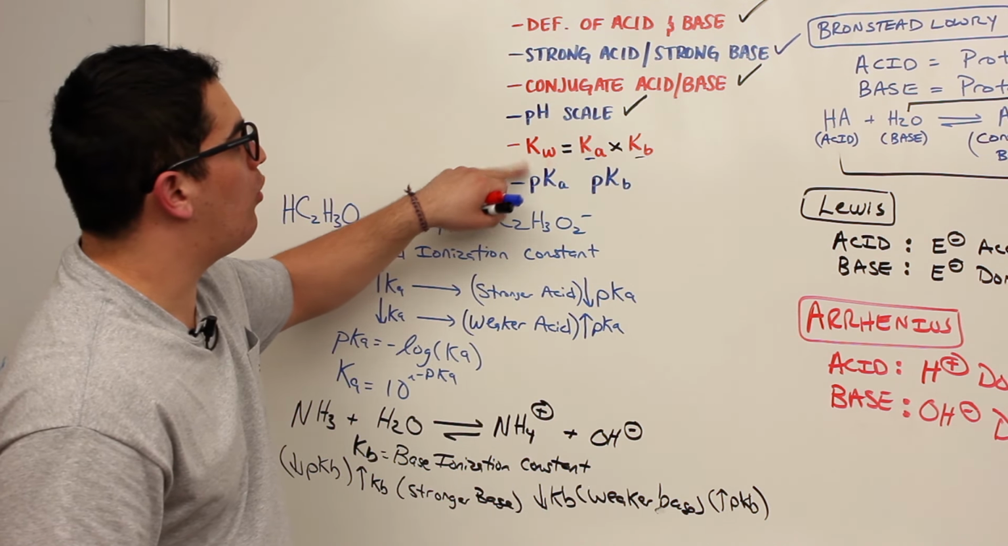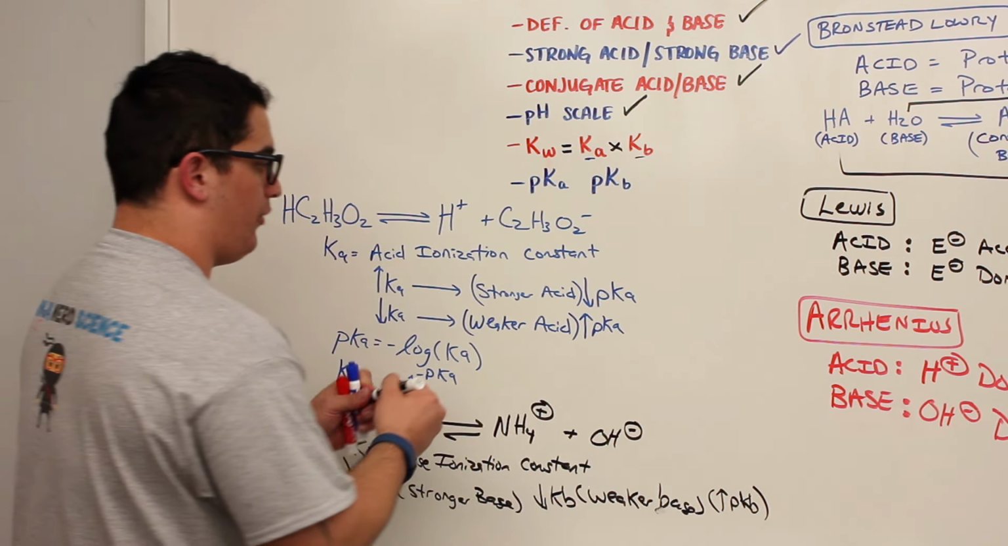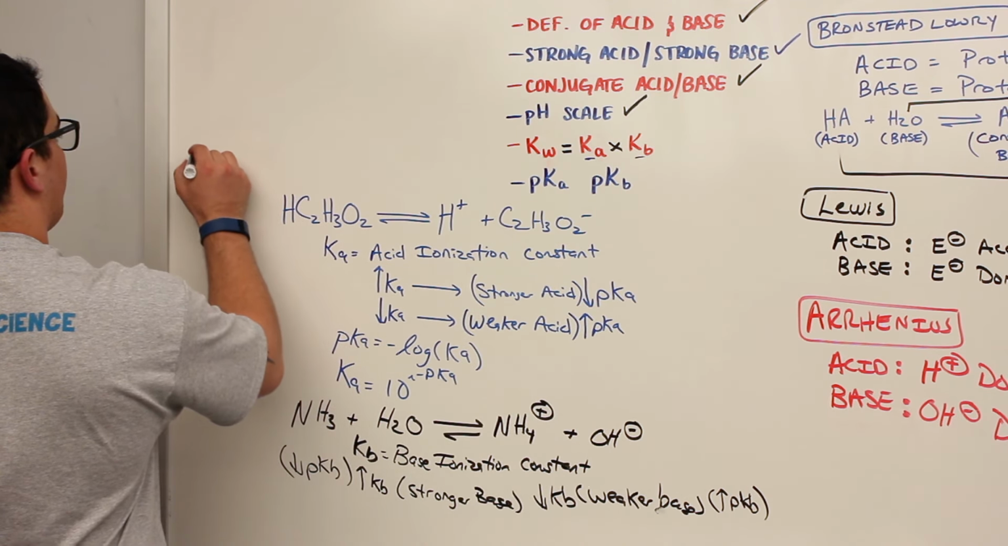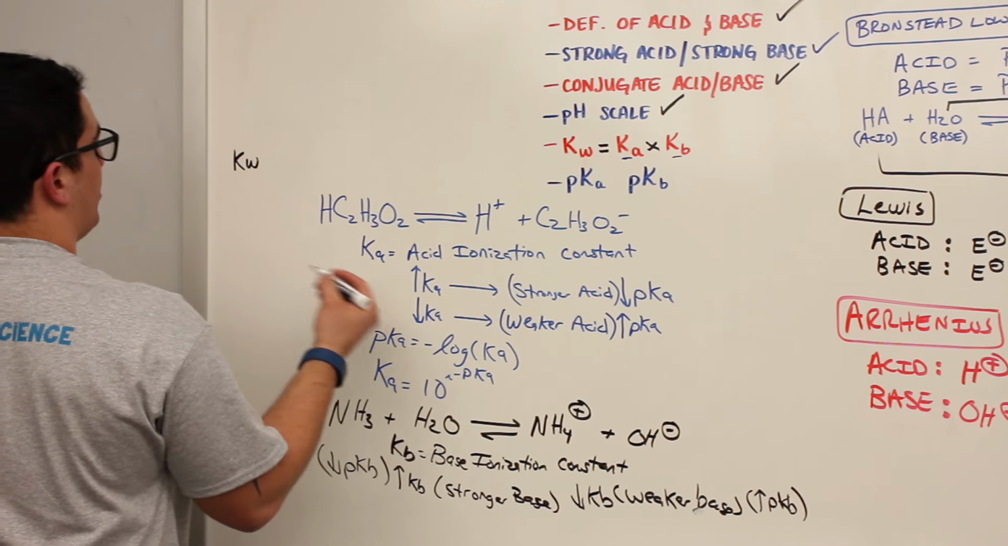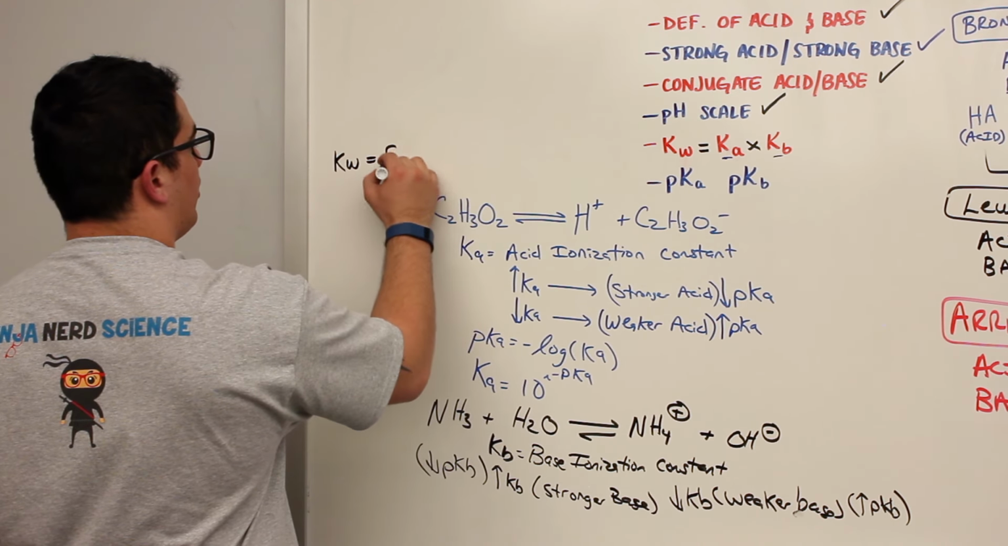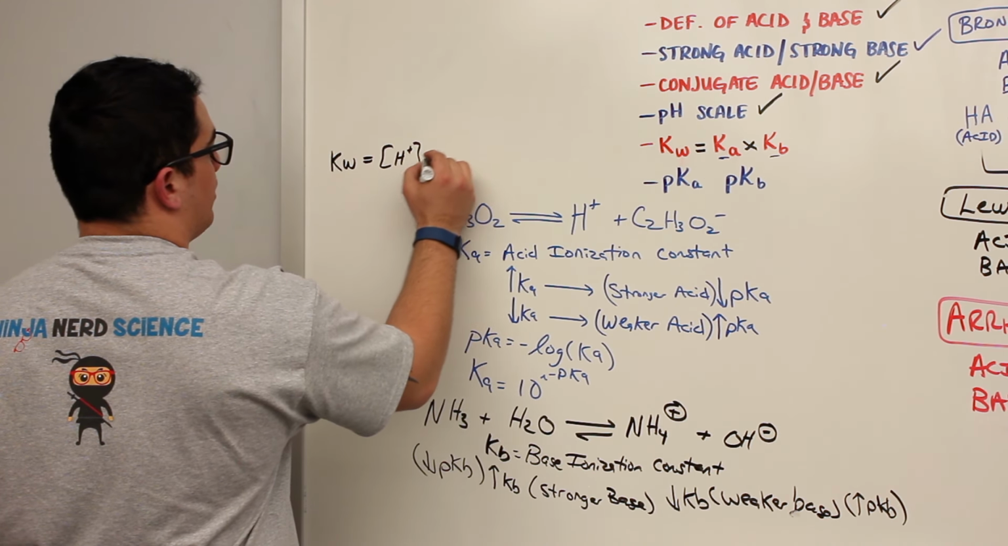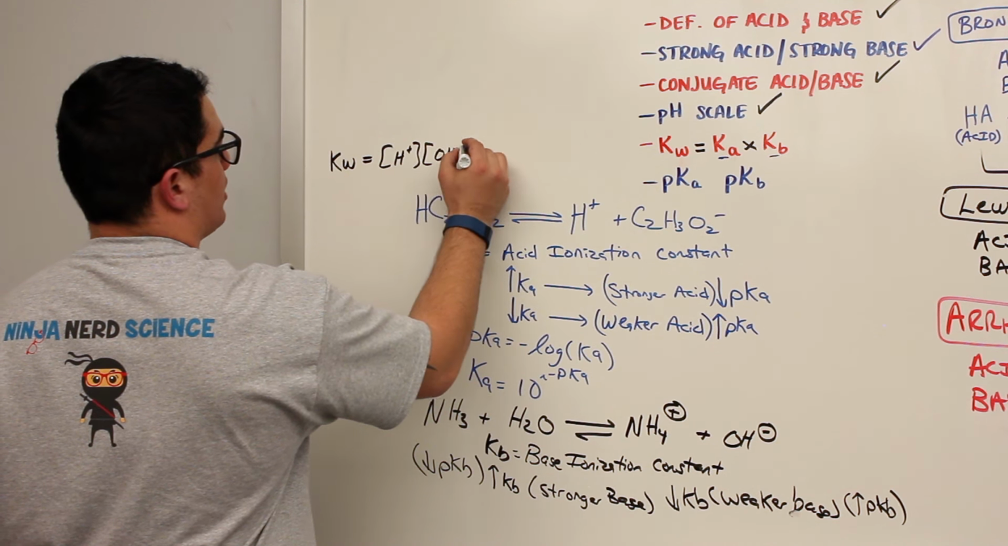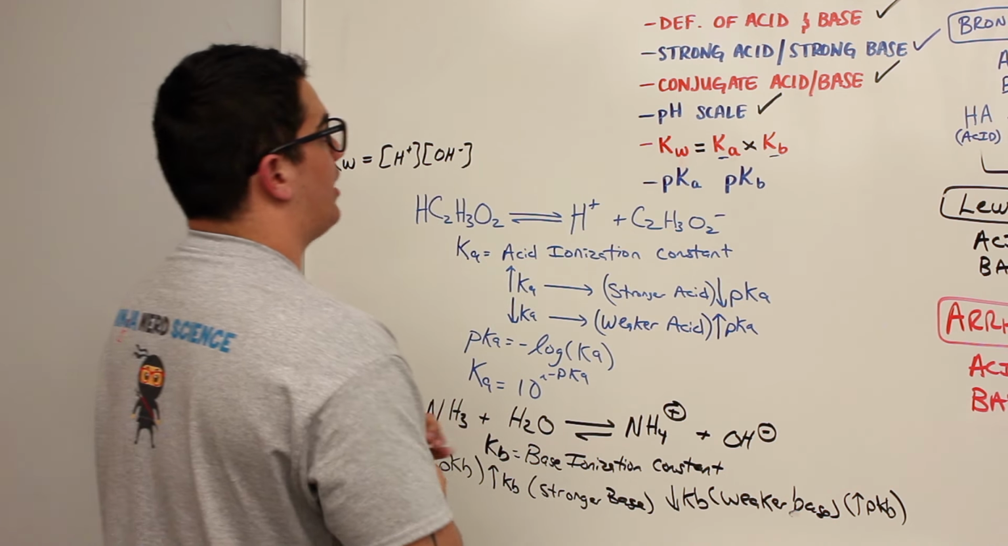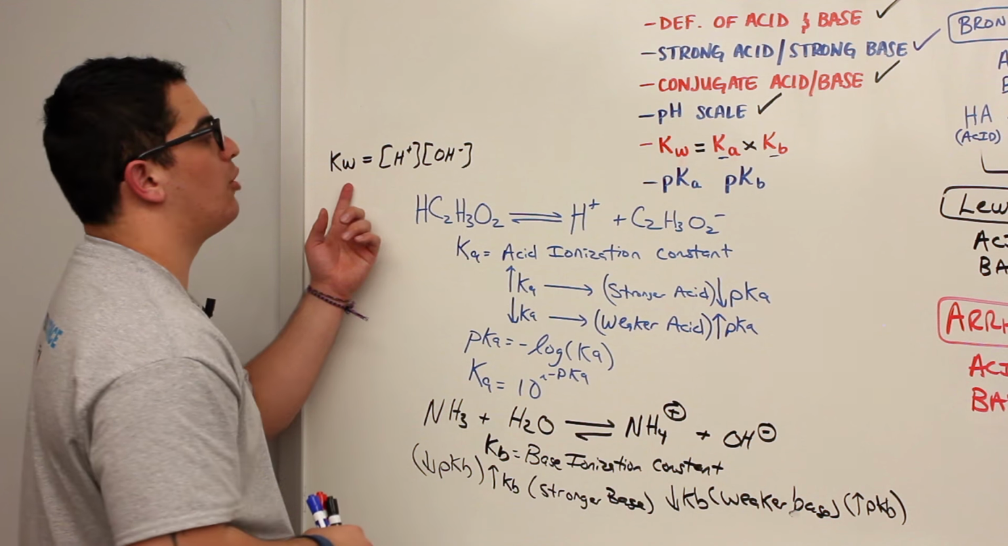Because if you remember from before, what did we say Kw was equal to? We said Kw, which was 1.0 times 10 to the minus 14, is equal to the H plus concentration times the hydroxide ion concentration, right? Well, we talked only about that for strong acids and strong bases. The formula still applies here.